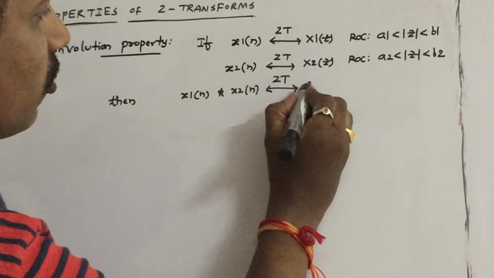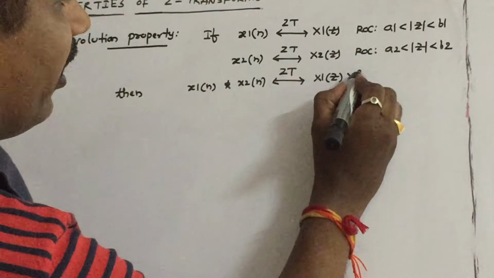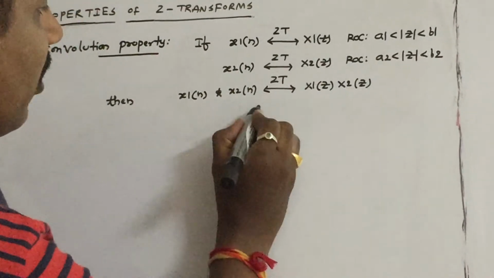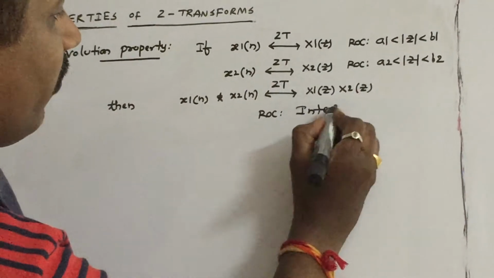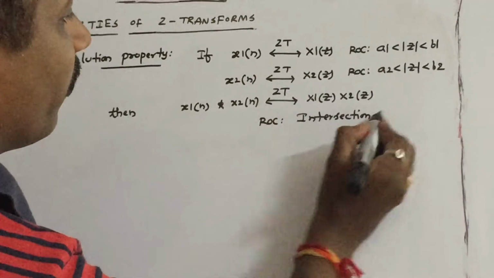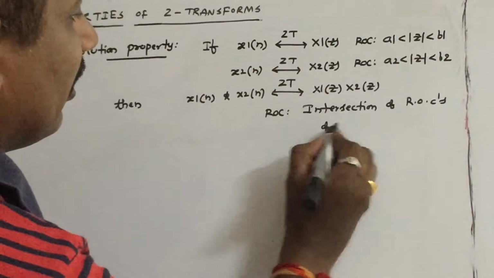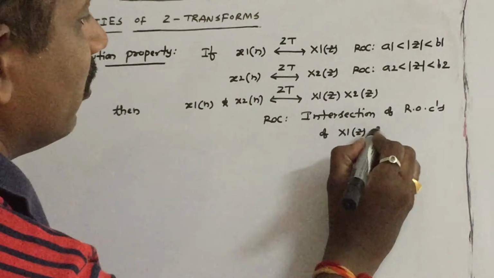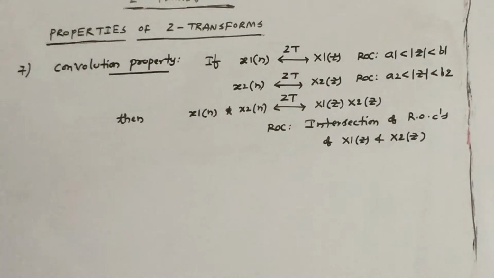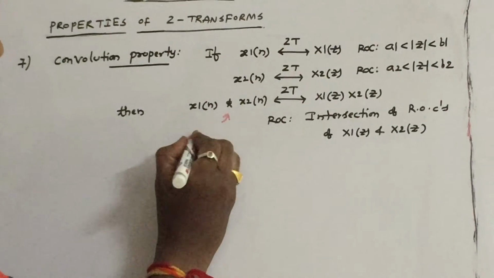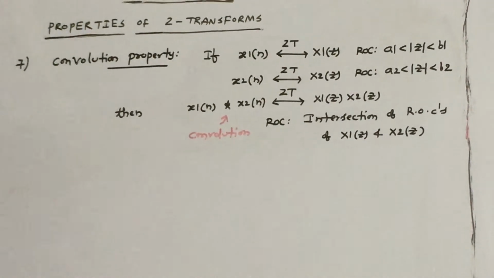The convolution leads to multiplication in z domain. So that is X1 of z into X2 of z, with ROC. What is the ROC? Intersection of ROCs of X1 of z and X2 of z. Here the star denotes the convolution of two sequences.